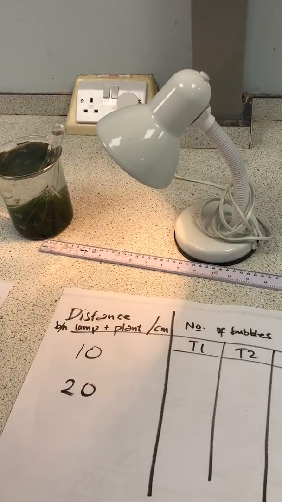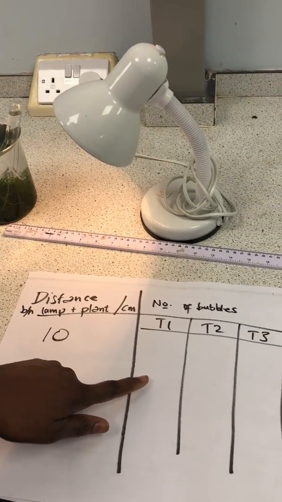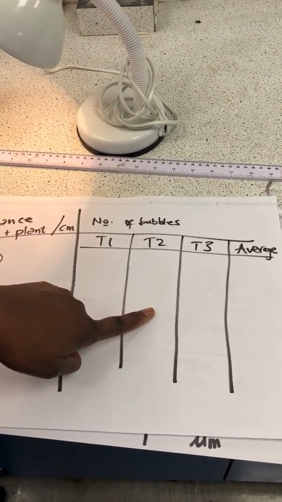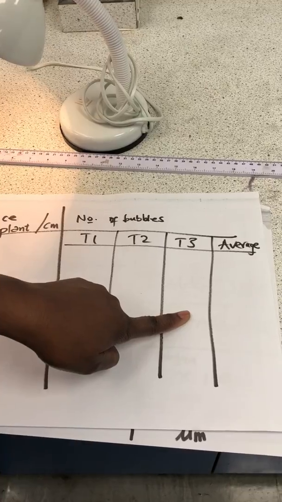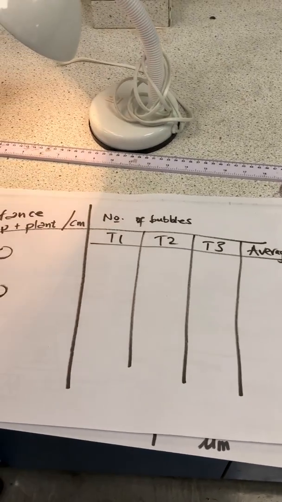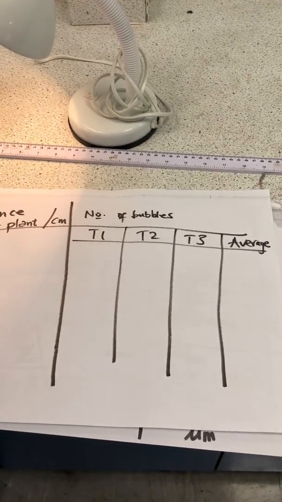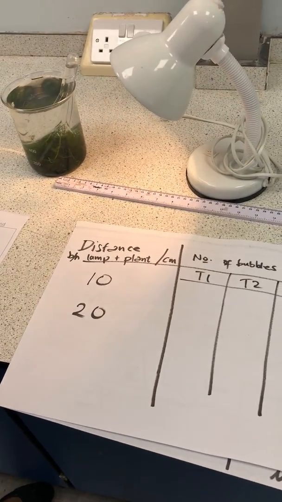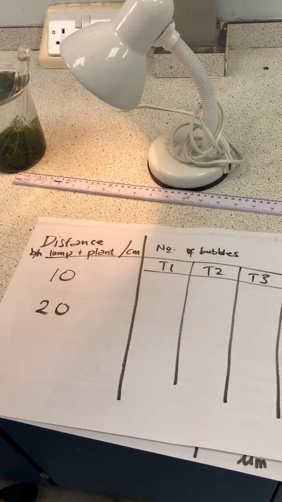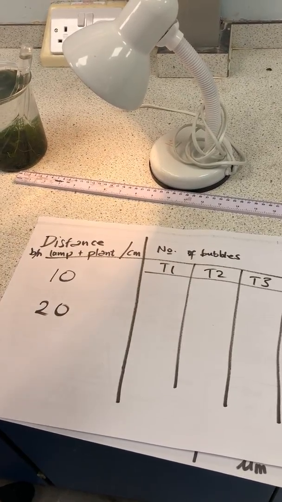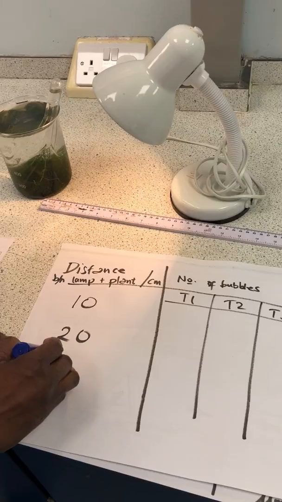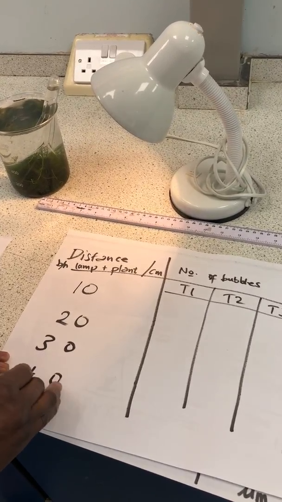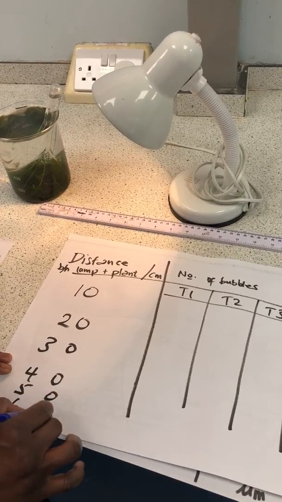So for 20 centimeters, we time for 2 minutes, count the number of bubbles, trial 1, number of bubbles, trial 2, trial 3, find the average by adding the 3 and dividing by 3. If there's an outlier, we need to get rid of that and divide by 2 in that case. We're going to repeat this for about 4 more. So suppose we go 30, 40, 50, and 60.